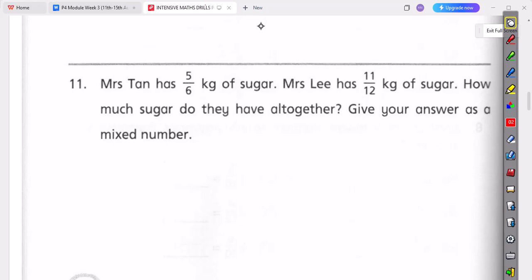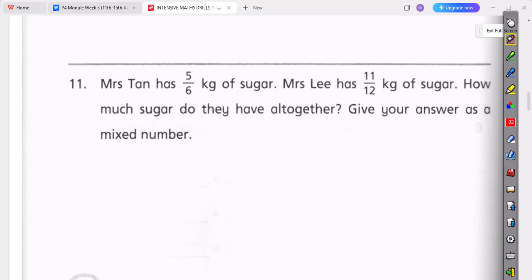Okay, here we have the question from intensive math drills. Mrs. Tan has 5 and 5 out of 6 kilogram of sugar. Mrs. Lee has 11 out of 12 kilogram of sugar. How much sugar do they have altogether? Give your answer as a mixed number. So here we have a key.